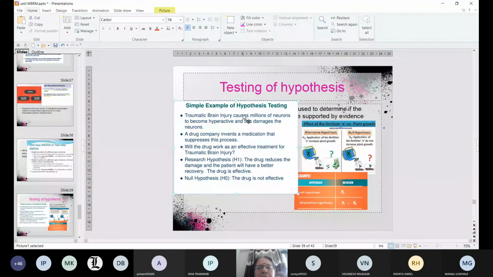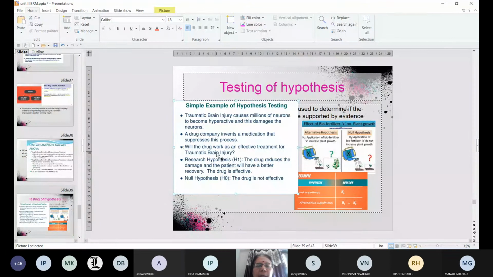Now you have a case of traumatic brain injury, when your brain becomes injured, maybe due to an accident or some other reason. What happens is millions of neurons, the brain cells, become hyperactive and are damaged. There is a drug company which has invented a medicine which will help to suppress this damage. So now the question is, will this drug work as an effective treatment for traumatic brain injury?